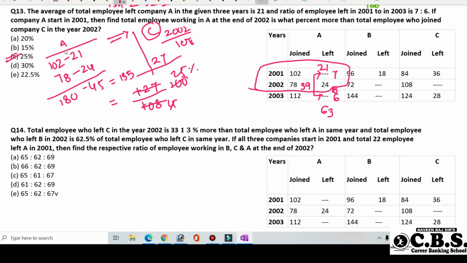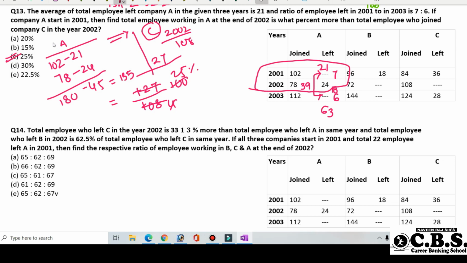Okay, don't go by alphabetical order. In alphabetical order A comes first, but don't take A as the denominator. Here the comparison is done from A to C, so C is the initial value and A is the final value. The difference is the result. What is the difference of C to A? 27 more. 27 more upon 108 is how much percentage? 25%. Option C is the right answer.